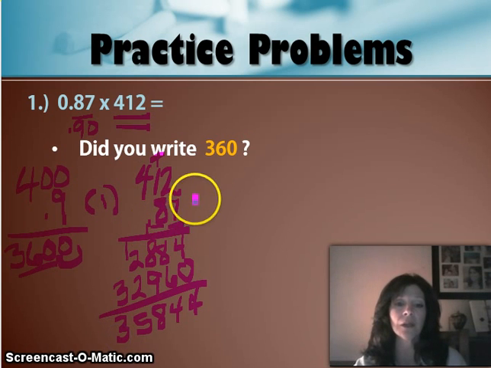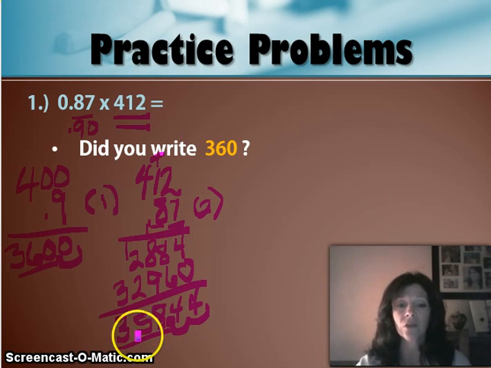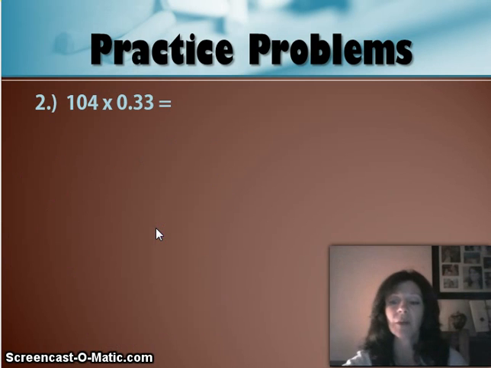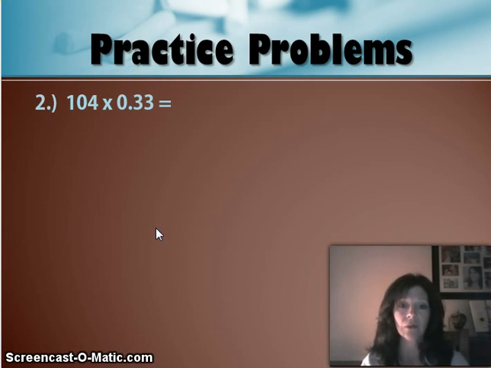Here I have two numbers to the right of the decimal. That means in my answer I need to move it 2 places to the left. And my answer is 358 and 44 hundredths, which is very close to my estimated answer. Let's do another one. Pause, look at this problem. I want you to pause the video, work the problem out. When you are finished, I want you to start the video and we will do it together.